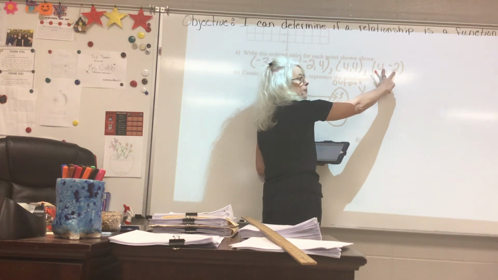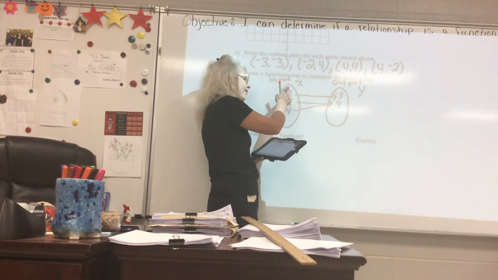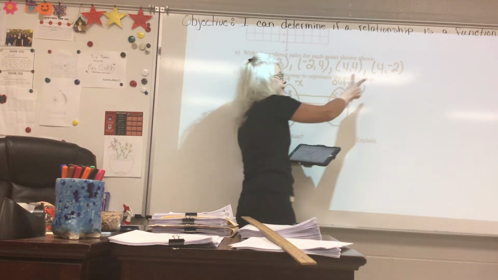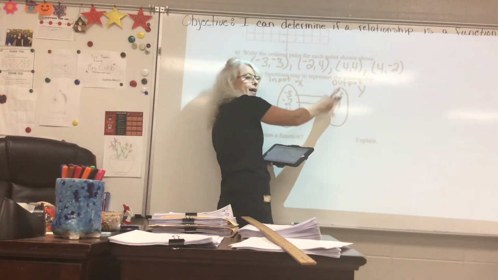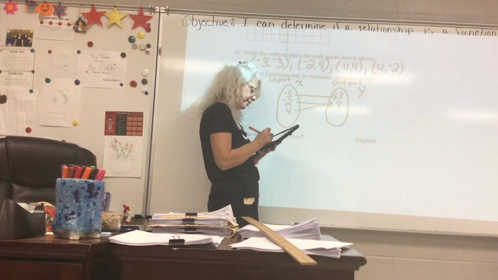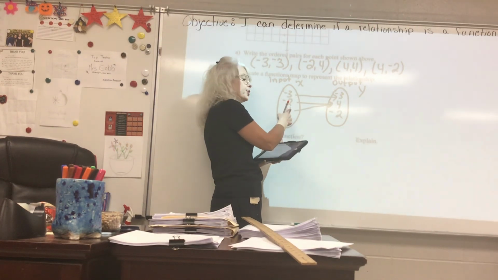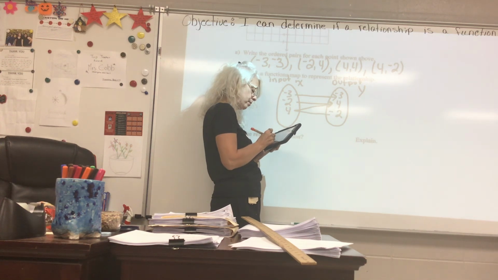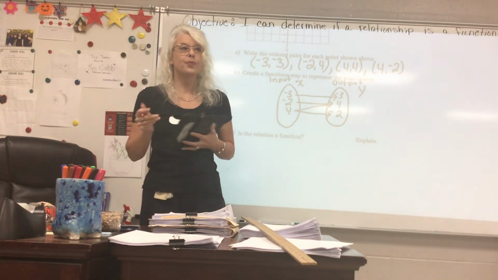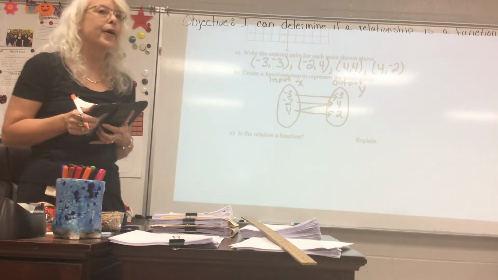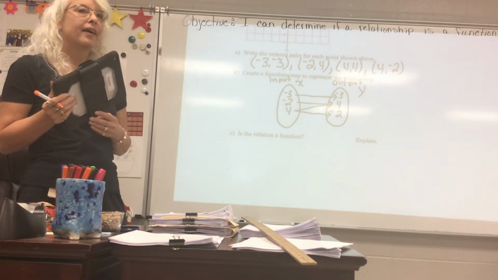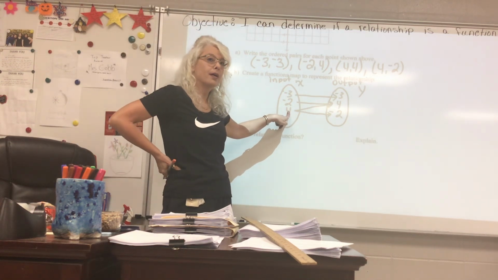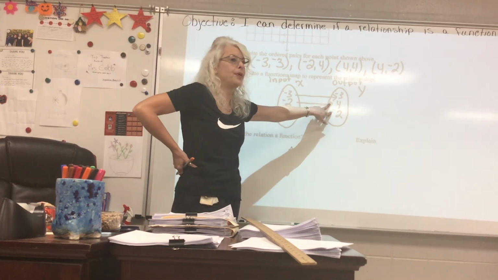What is the input for this point? Do I already have 4 written down in my input? So I'm not going to write it down. And what is the output? And do I already have negative 2 written down in this? No. So I'm going to go from the 4 that I already had written down and draw the arrow to the negative 2. So this was not a function. How do I know? Because the input 4 has 2 outputs.